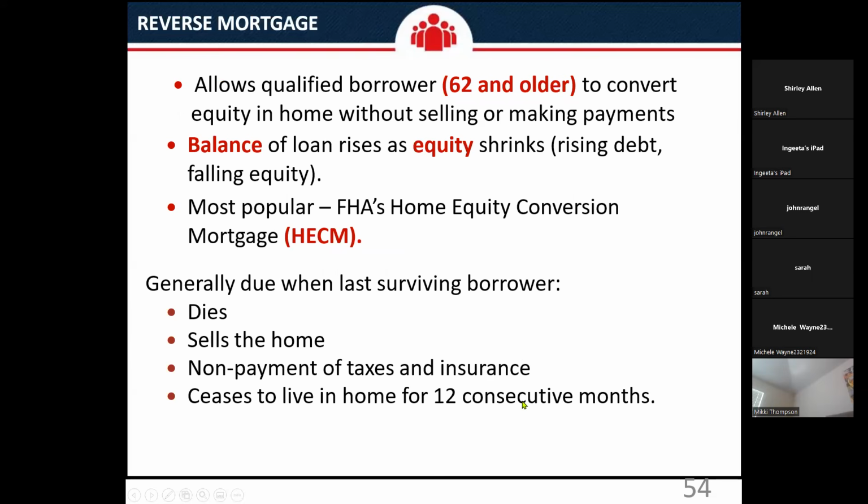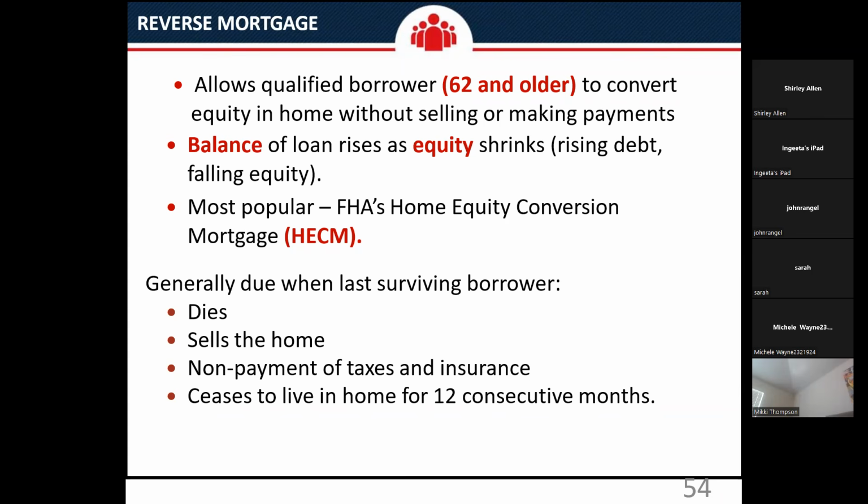Let's talk about reverse mortgages. It allows qualified borrowers 62 and older to convert the equity in their home without selling or making payments. The balance of the loan rises as the equity in the home shrinks. So they refer to reverse mortgages as rising debt, falling equity. And you'll see that on your exam. Rising debt, falling equity, that's a reverse mortgage.